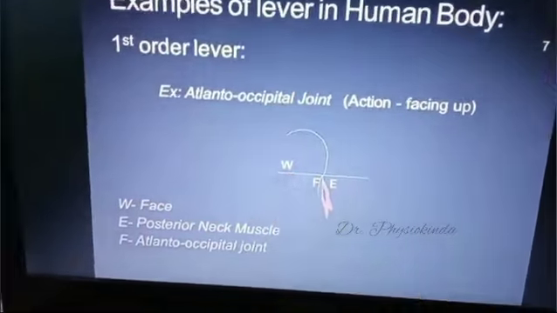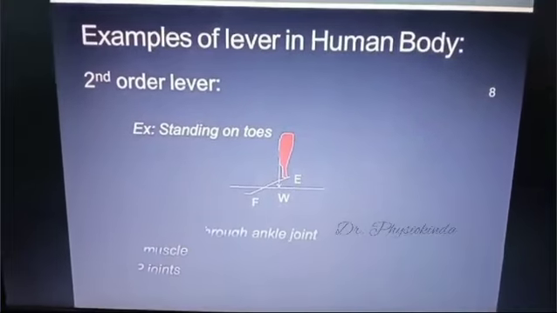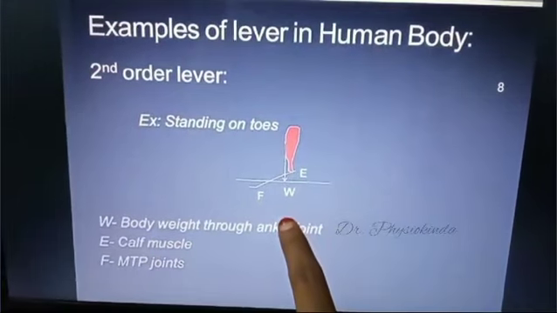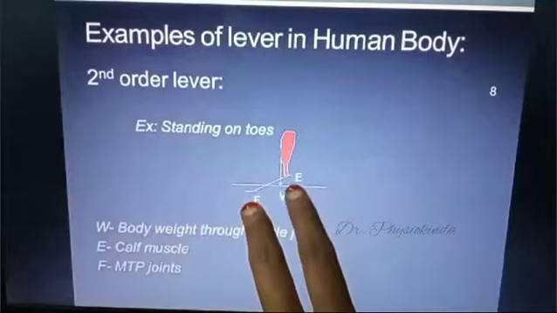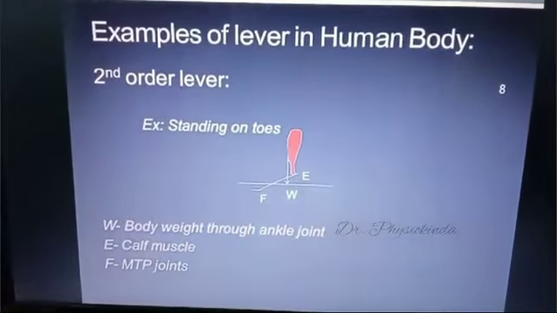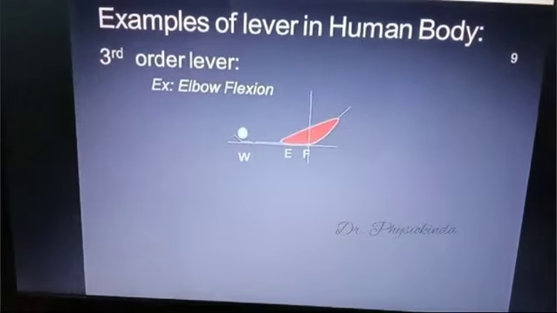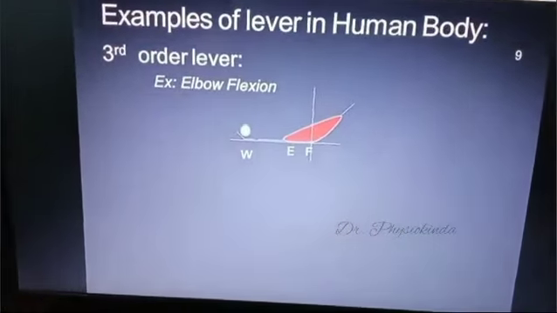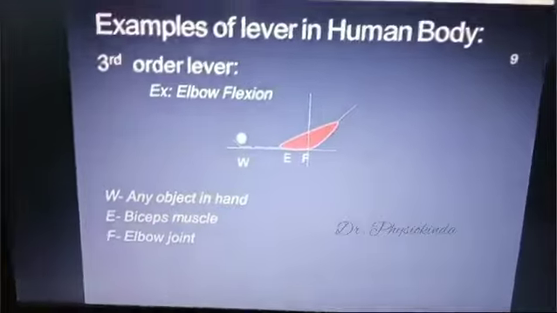In second order lever, the example is standing on toes. Here body weight acts through the ankle joint, the fulcrum is the metatarsophalangeal joint, and the effort is given by the calf muscle. For third order lever, the example is elbow flexion with an object in the hand. The object in the hand obviously refers to the weight, the effort is given by the biceps muscle, and the fulcrum is the elbow joint.